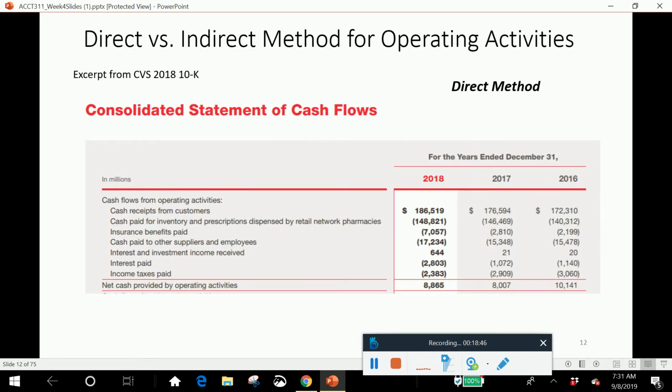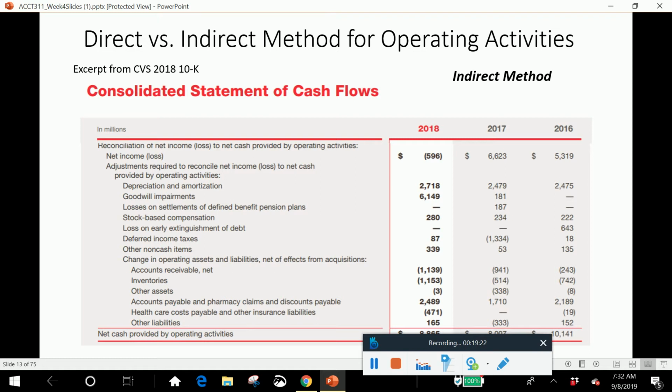Here is an example of CVS, and CVS actually does use the direct method. What you'll see here is they classify their cash flows from operating activities in significant categories: cash receipts from customers, cash paid for inventory, cash paid to other suppliers and employees, interest paid, income taxes paid, etc. So it's very clear what categories they are showing in terms of their cash flows. Now here at the bottom is their reconciliation using the indirect method.